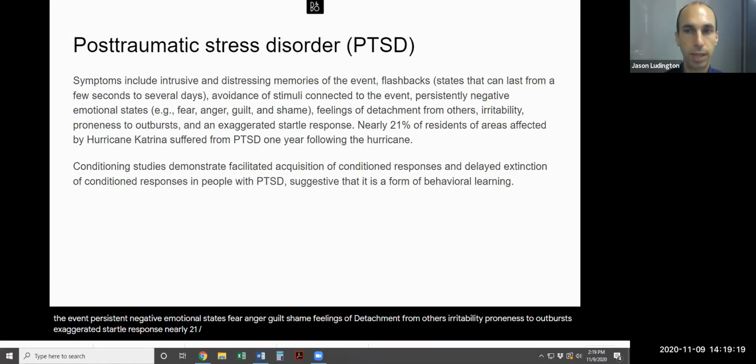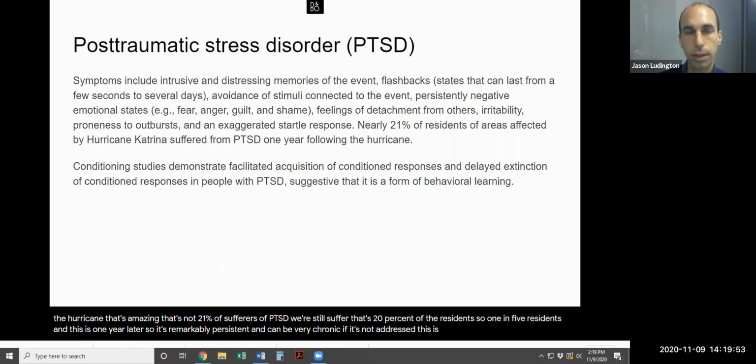Nearly 21% of residents of areas affected by Hurricane Katrina suffered from PTSD 1 year following the hurricane. That's amazing. That's not 21% of sufferers of PTSD were still sufferers. That's 20% of the residents. So 1 in 5 residents, and this is 1 year later. So it's remarkably persistent and can be very chronic if it's not addressed.